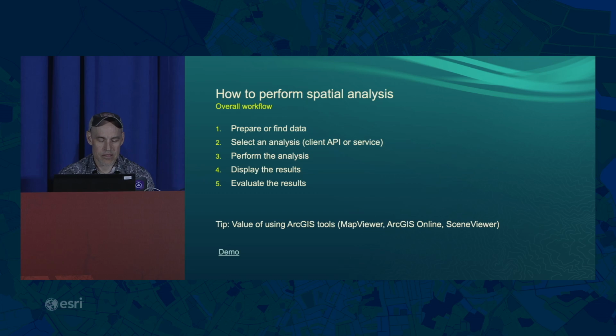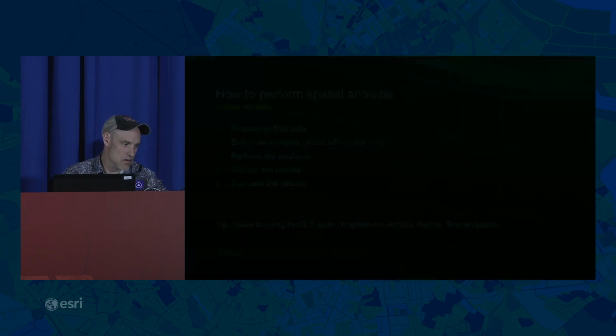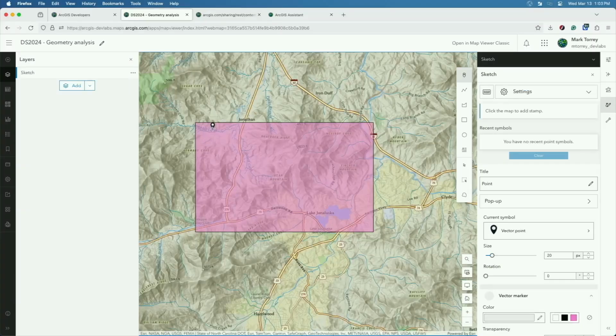One of the tips that I have just to kick us off is the more you use the ArcGIS tool suite to pre-perform the analysis, the better off you are developing the application, or the easier that makes developing the application. We can use the Map Viewer and ArcGIS Pro, like I mentioned earlier, Scene Viewer, Online, all these different things. So Mark's going to start off by showing us a demonstration on how to take advantage of some of the tools and some of the things we can do.